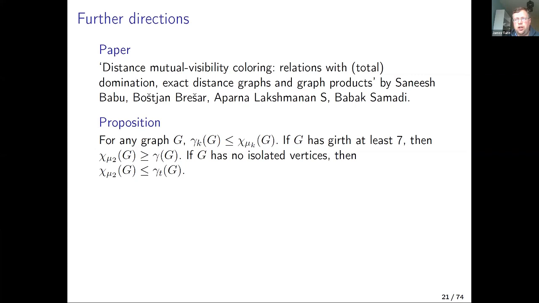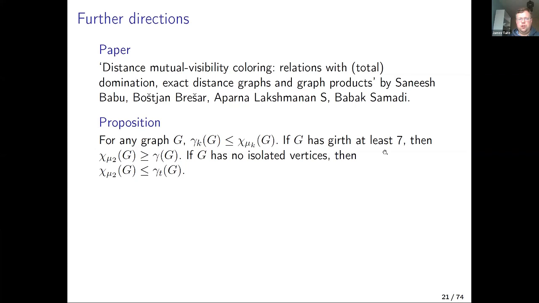And then the chi is a coloring in which each color class has that property. And the gamma k here is a dominating set, no, not necessarily dominating set, a set with the property that any vertex is at distance at most k away from a vertex of that set. And they proved this nice inequality here.